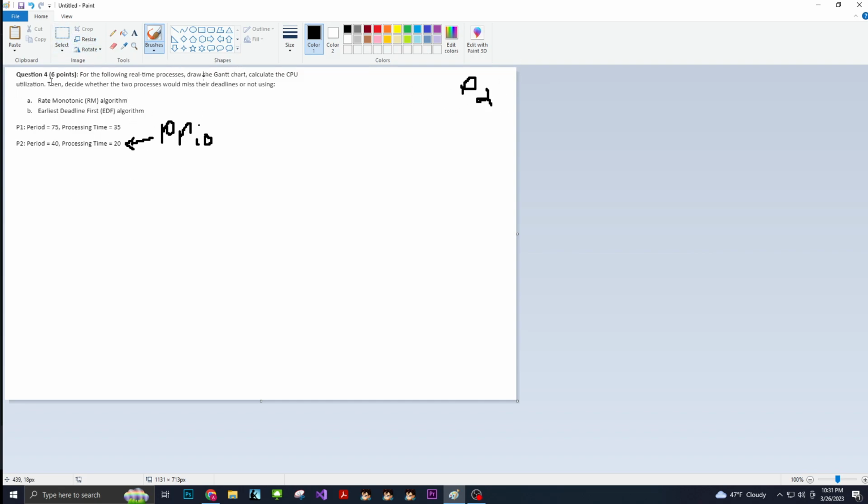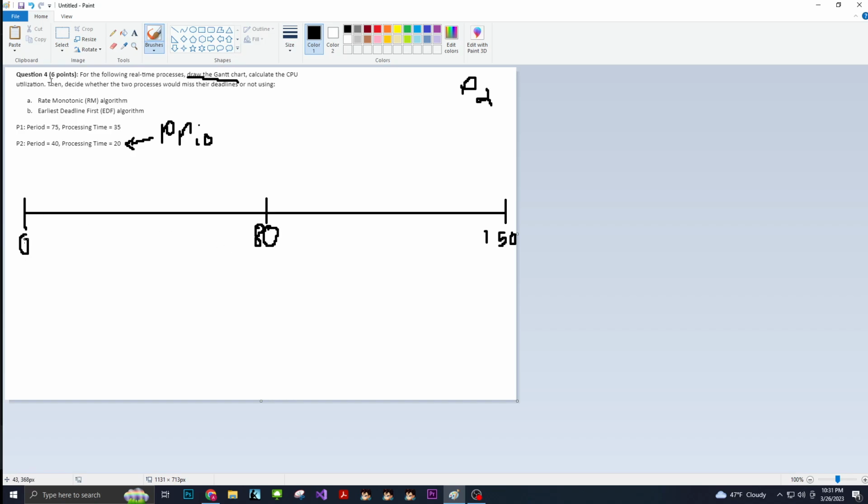So the very first thing that we need to do is draw the Gantt chart. Drawing the Gantt chart is not bad at all. So we can use Paint to draw a straight line. Boom. And then we also want to identify halfway points. It's good practice to do double of the highest period, so we're going to do 150. And then for simplicity, I'm just going to do 80 just because the math works out better. And then 0.